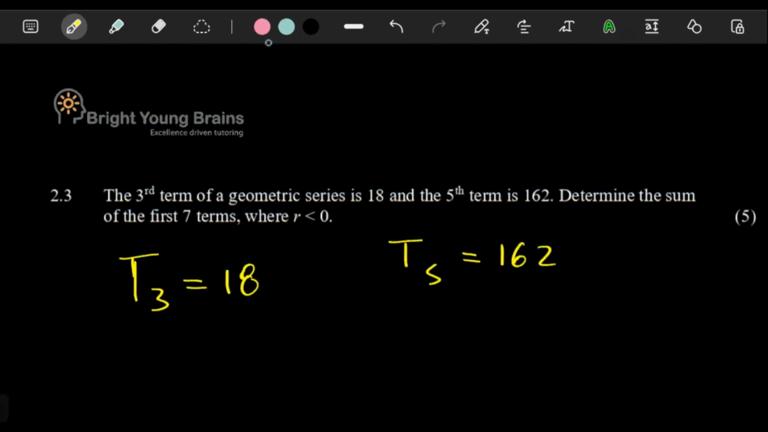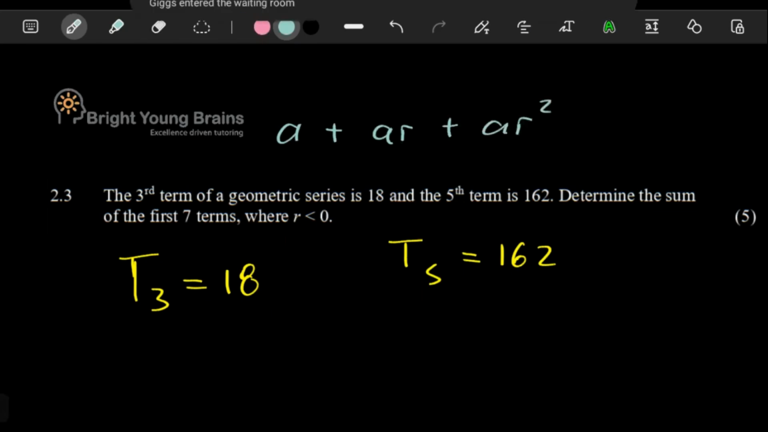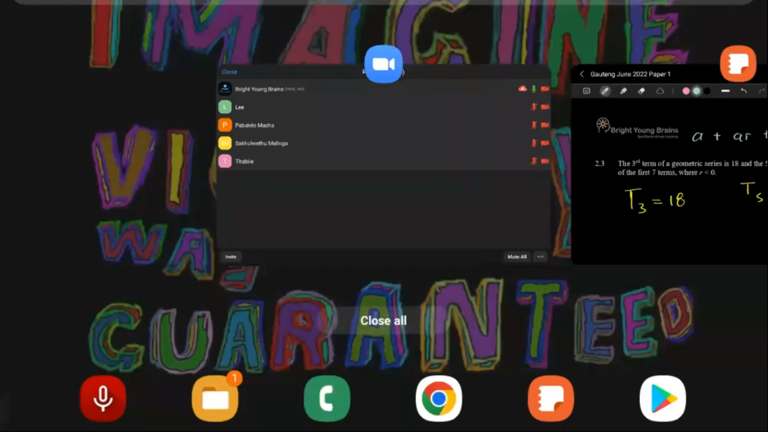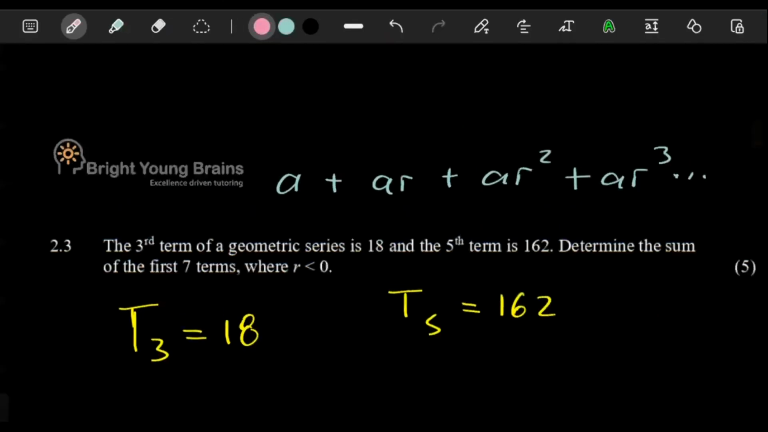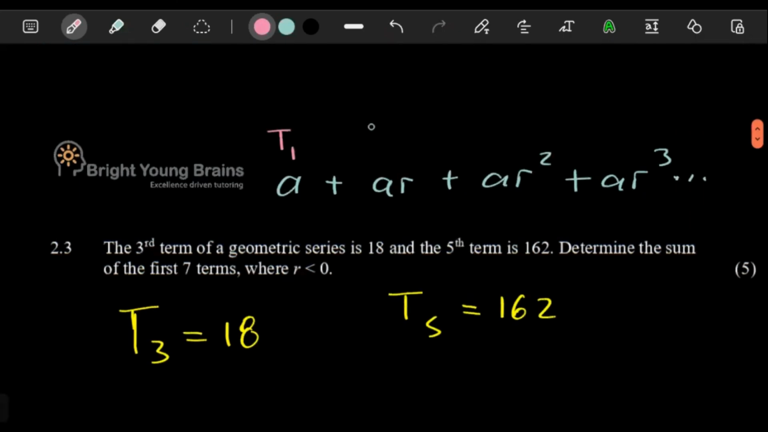Before you carry on, you need to be able to always know what a sequence looks like without you having numbers. So what I mean is a geometric series always has A here, and then the next term is A times R, and then the next term is like AR to the power of 2, and then the next term is like AR cubed, going on and on and on. So you always need to be able to visualize what a term is when you actually don't have its actual value. So this is what T1 is, T2, T3, T4.